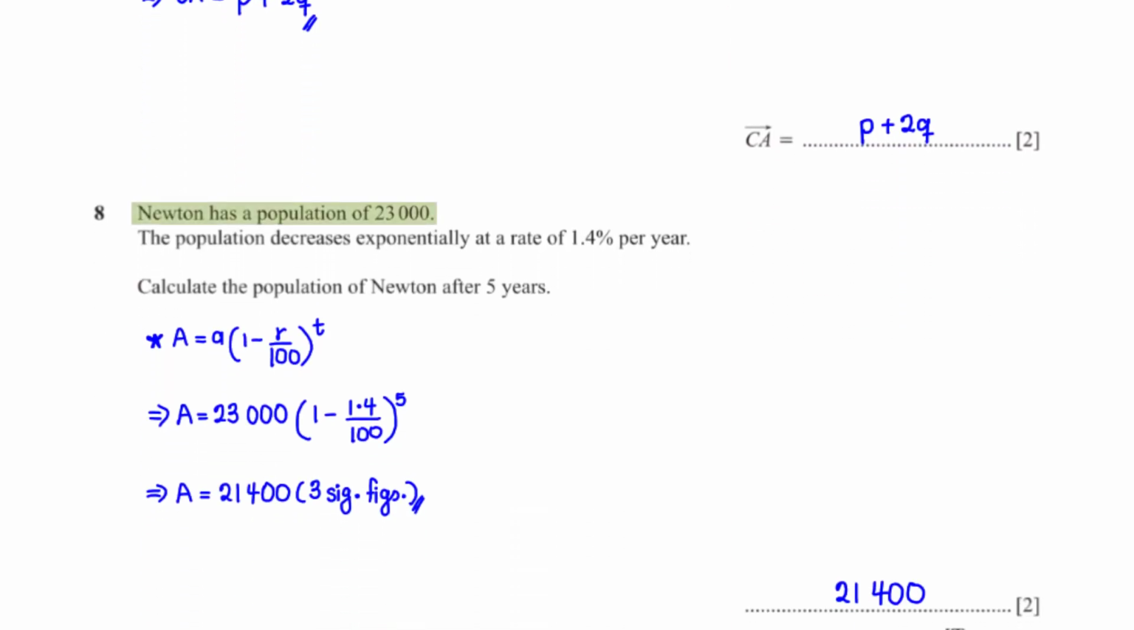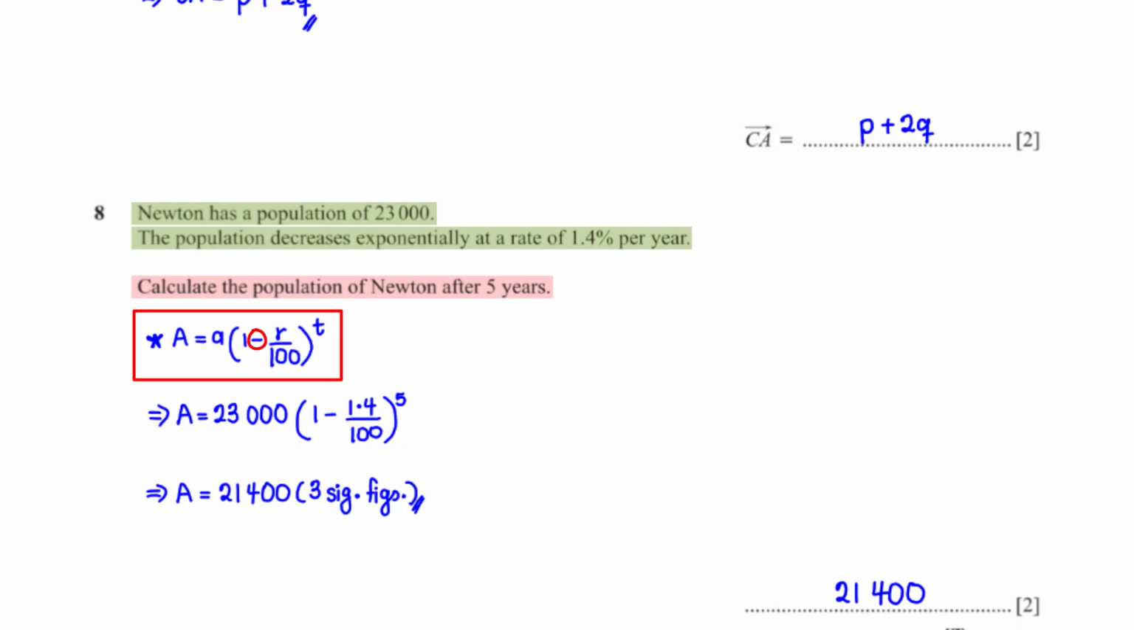Newton has a population of 23,000. The population decreases exponentially at a rate of 1.4% per year. Calculate the population of Newton after 5 years. In this case, we need to apply the compound or exponential formula. Since we are dealing with a decrease, we bring a minus here.